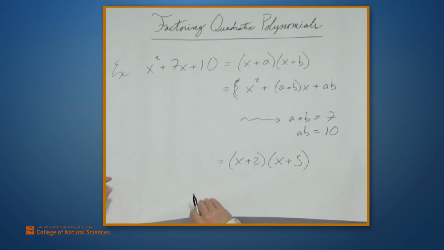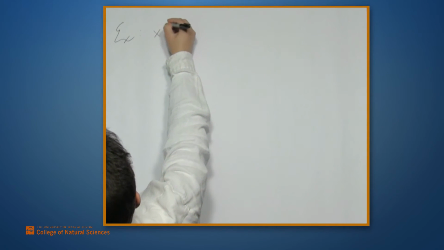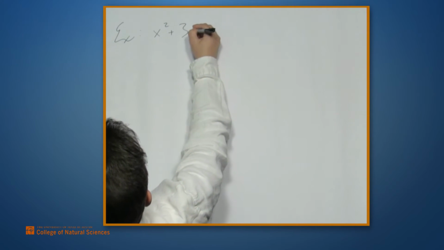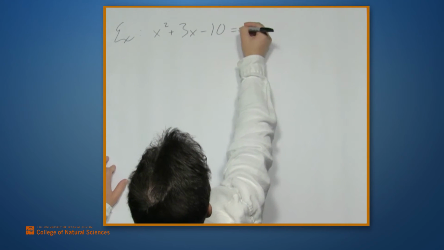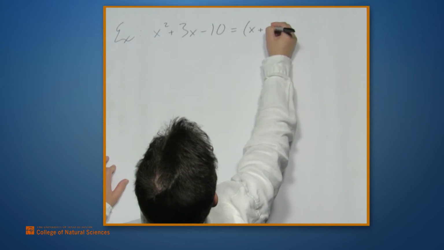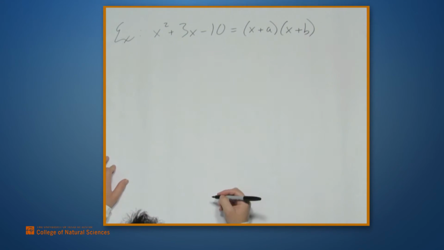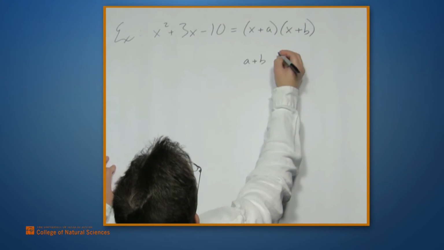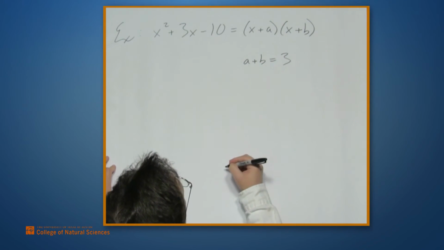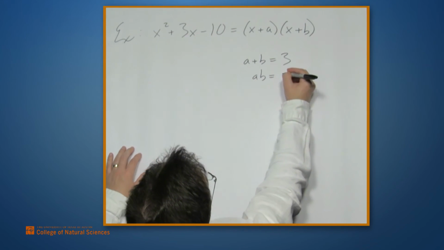Let's look at another similar example. Let's look this time at x squared plus 3x minus 10. We can set it up in the same way. We get (x plus a) times (x plus b). And just as before, we want a plus b to equal 3, and a times b now to equal negative 10.